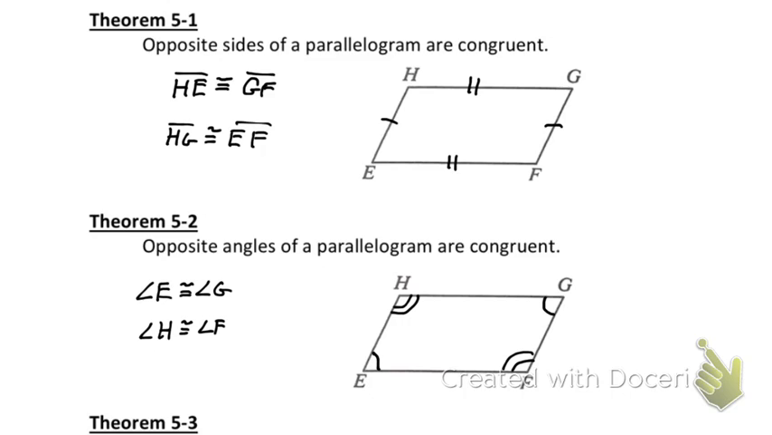Do you think there's ever a case with a parallelogram that all 4 of your angles are congruent? Is it like a square is a parallelogram? A square is a parallelogram. Picture a square. Are opposite sides of a square parallel? Yes. What about a rectangle?